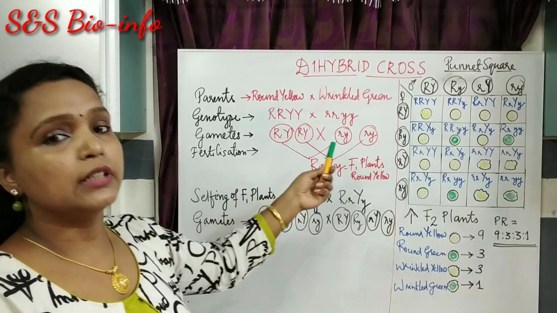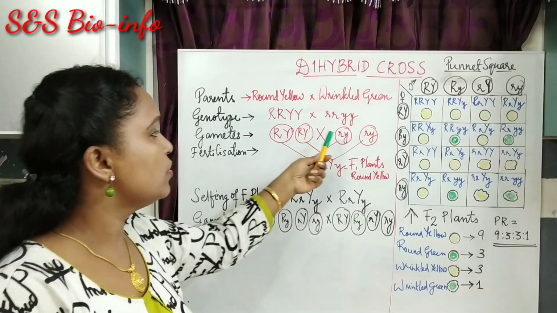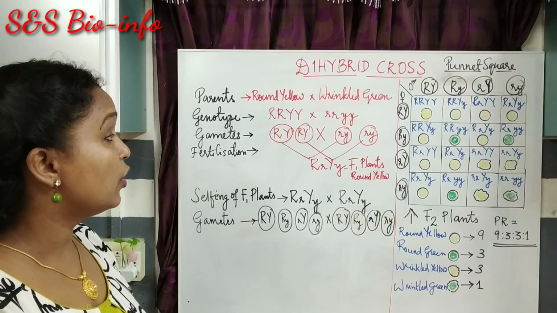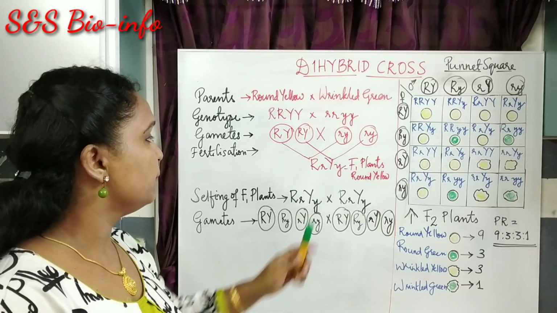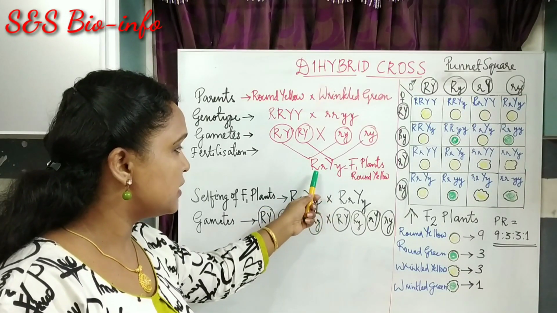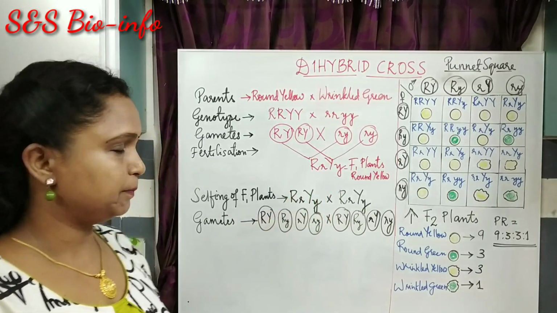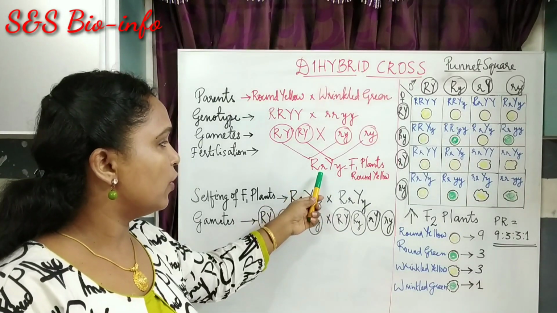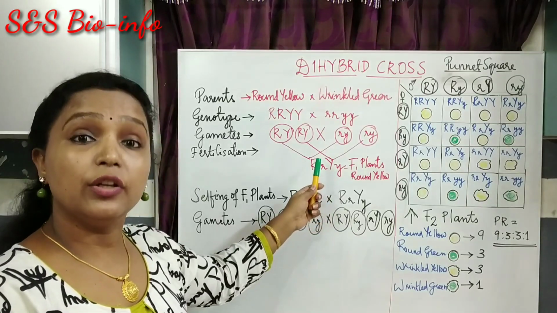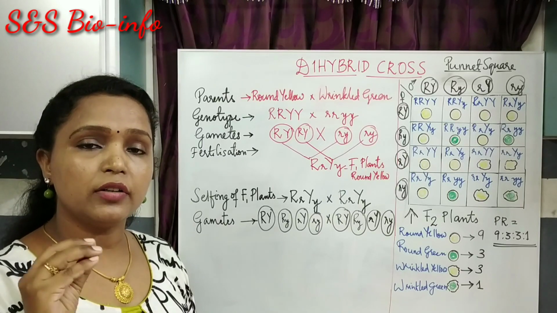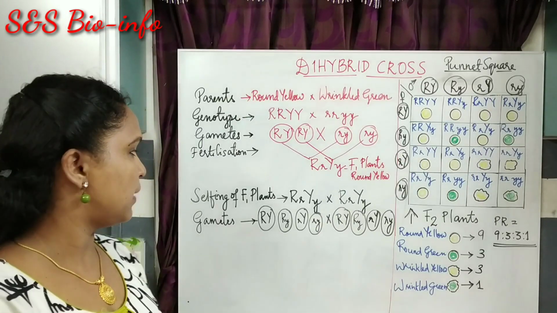At the time of fertilization, the male gamete fuses with the female gamete. So, the resulting genotype in the F1 plant is capital Rr, capital Yy. That means heterozygous Rr and heterozygous Yy. The genotype of the plant is this one. The phenotype is round yellow. So, both dominant traits are expressed in the F1 plants.